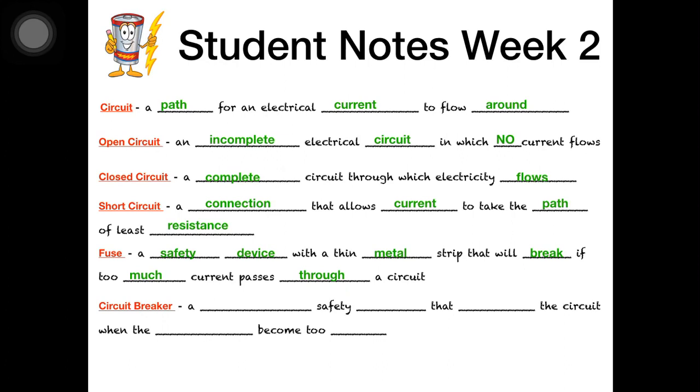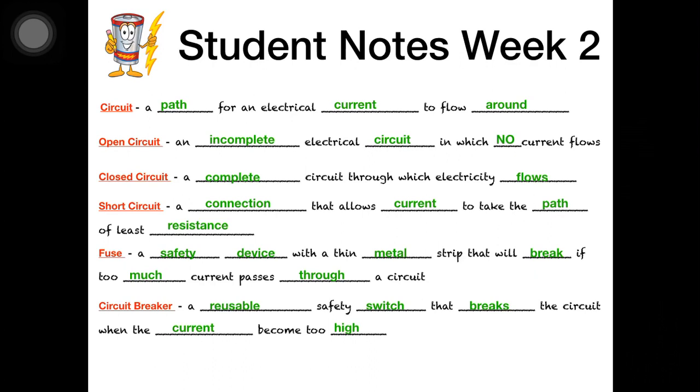All right, and the last one, circuit breaker. Circuit breaker is a reusable safety switch that breaks the circuit when the current becomes too high. Both a fuse and a circuit breaker will cause the flow of electricity to stop. The main difference between a fuse and a circuit breaker is that a fuse, when it breaks, it's not reusable.